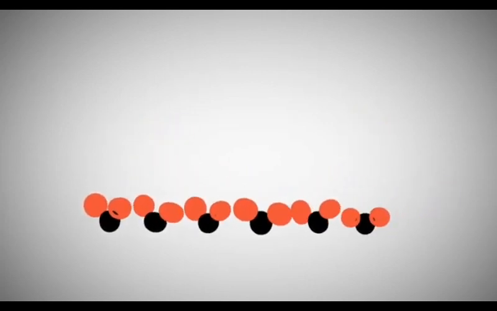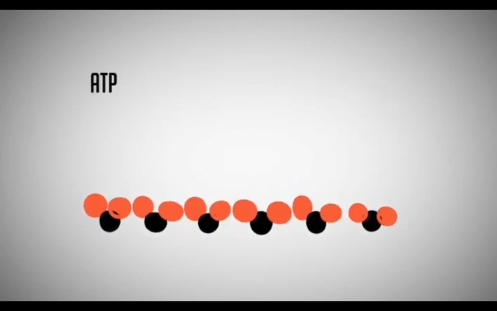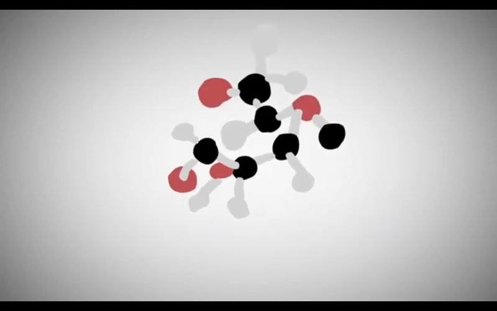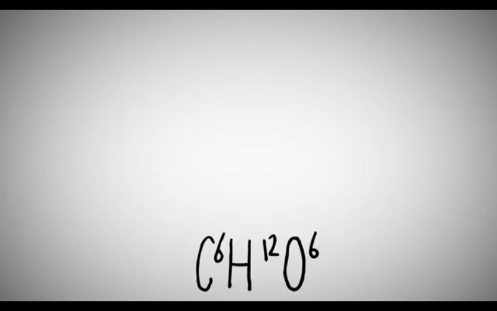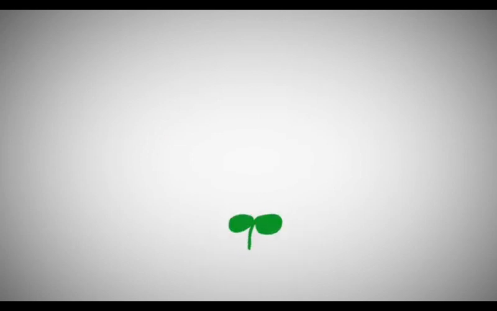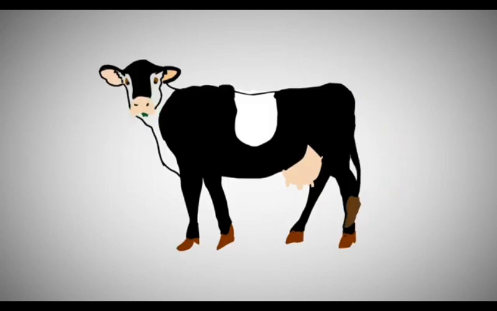happens. The CO2 from the atmosphere forms a line of 6 carbons. The chemical NADPH with the ATP combine the CO2 with hydrogen, giving us the last part of the molecule: 6O2 plus C6H12O6. We have carbohydrates, which the plant uses to grow, which animals eat, who then breathe out some more CO2.